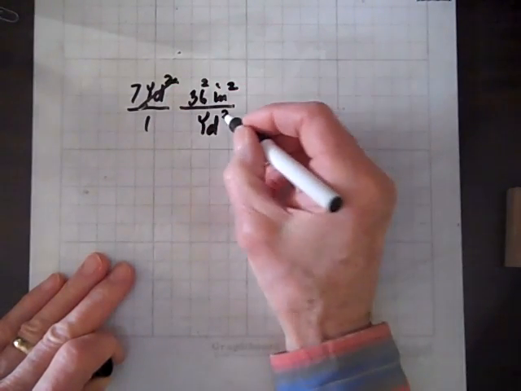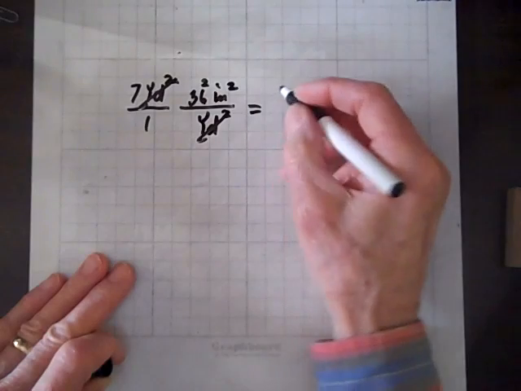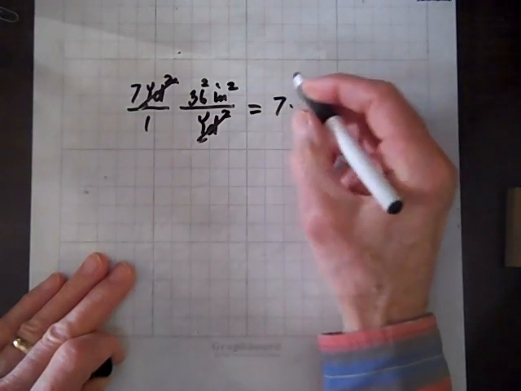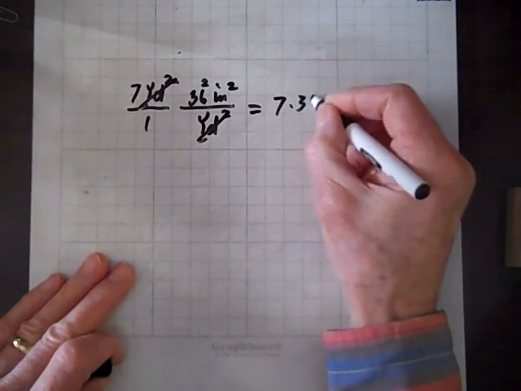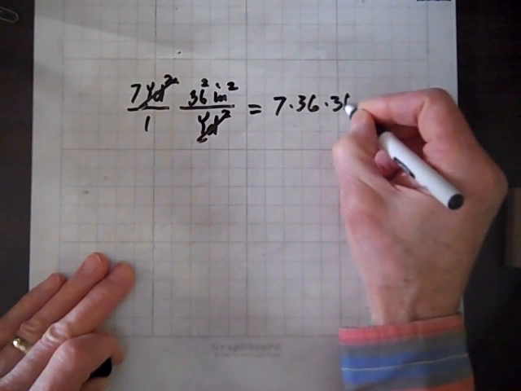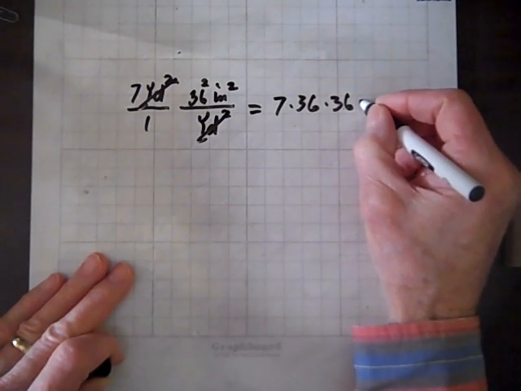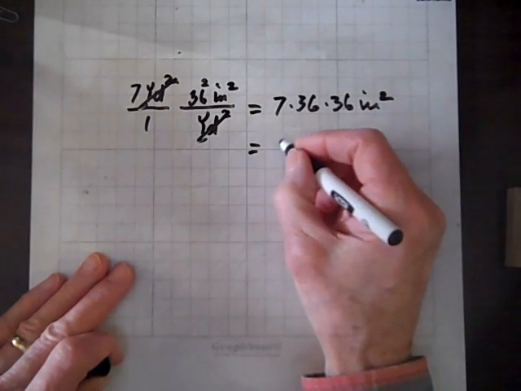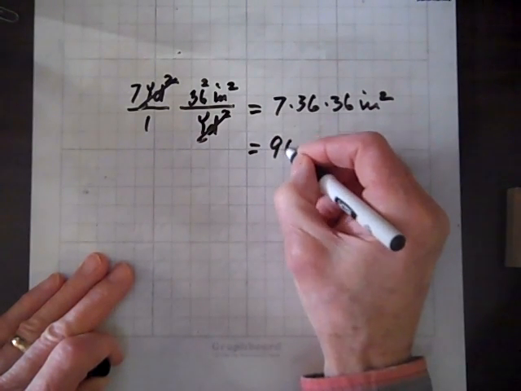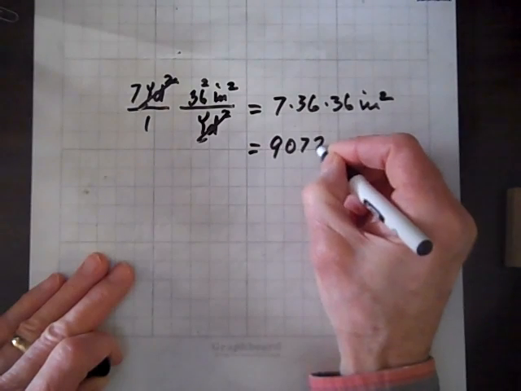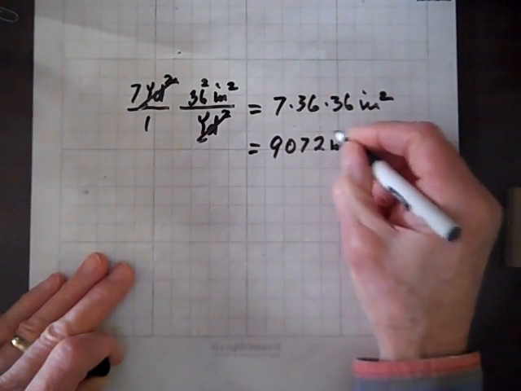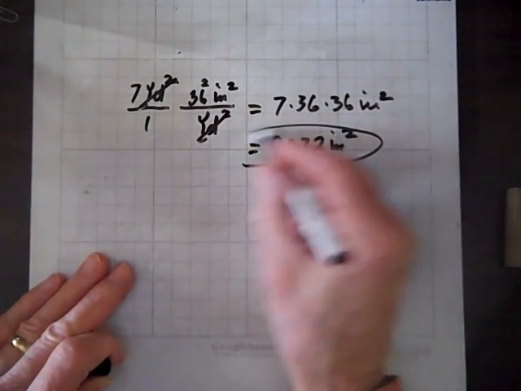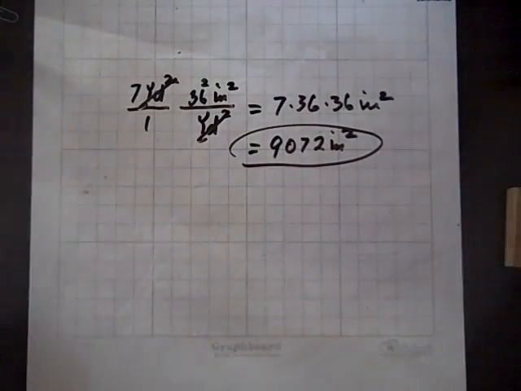Now the square yards divide out, and we get 7 times 36 times 36, and that's going to be inches squared, and that product is 9,072 square inches. Good. Got it.